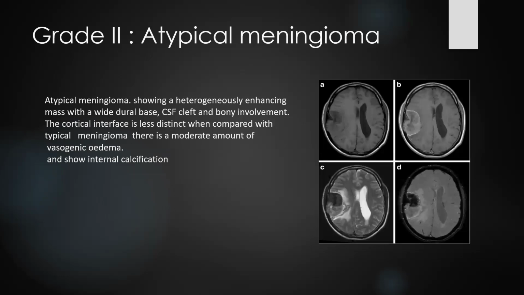In this case, atypical meningioma showing heterogeneous enhancement, a mass with a dural base and CSF clefts and bone involvement. The cortical interface is less distinct when compared with the typical meningioma. There is a moderate amount of vasogenic edema and it shows internal calcification.